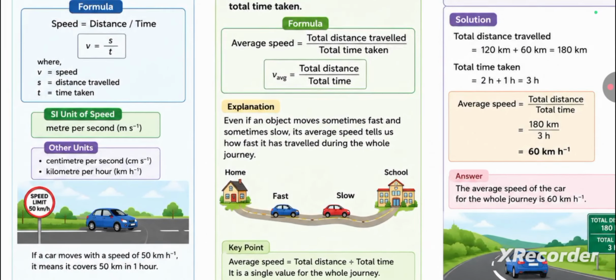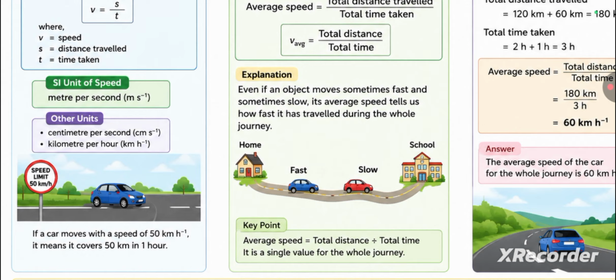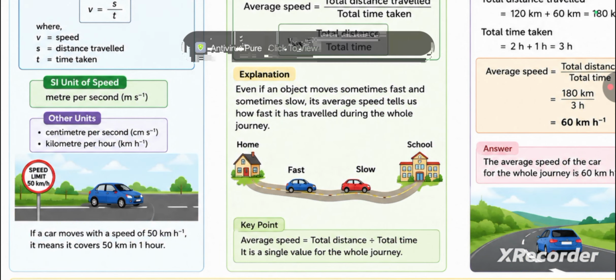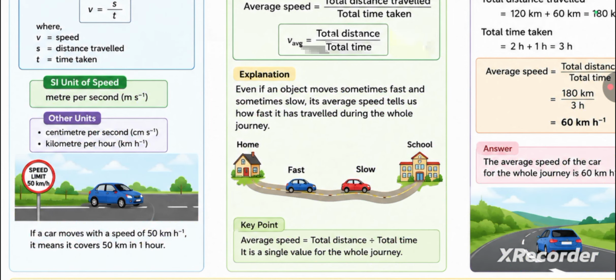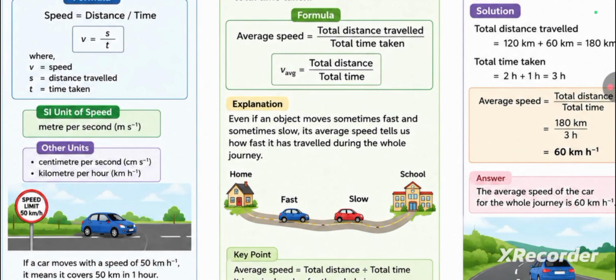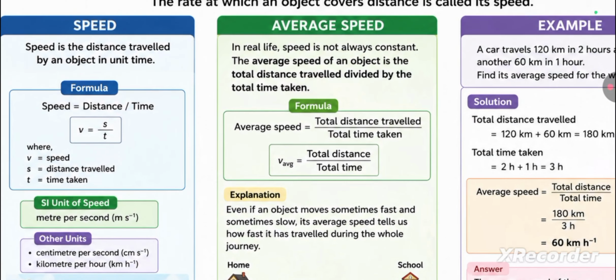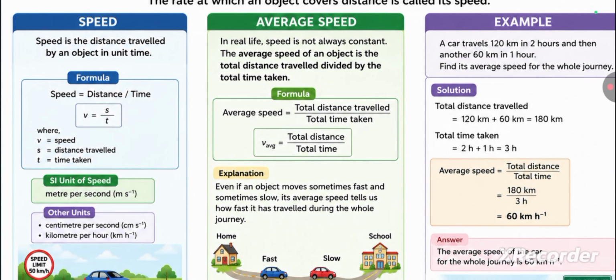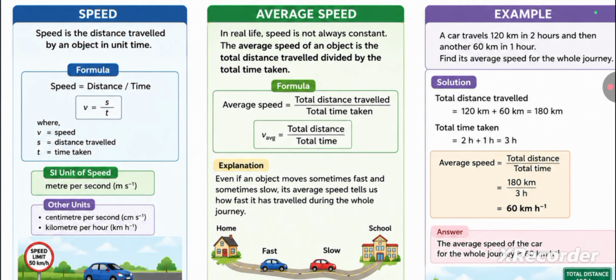Here, beside the road we see speed limit boards. They indicate how much speed we can travel at on the road. If a car moves with a speed of 50 kilometers per hour, it means it covers 50 kilometers in 1 hour. That is the definition of speed and the formula of speed, with some examples.